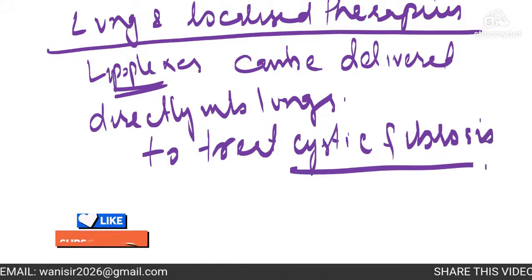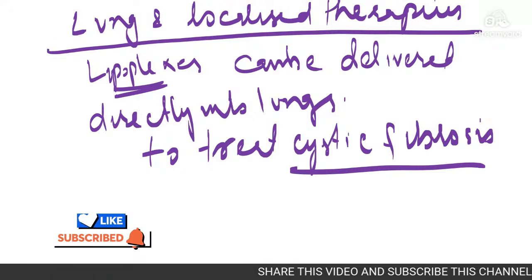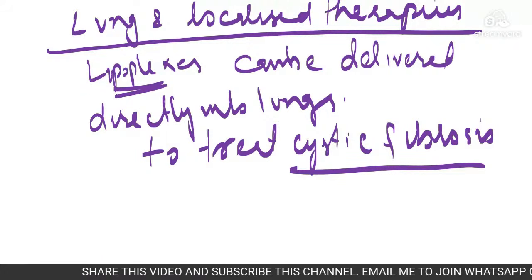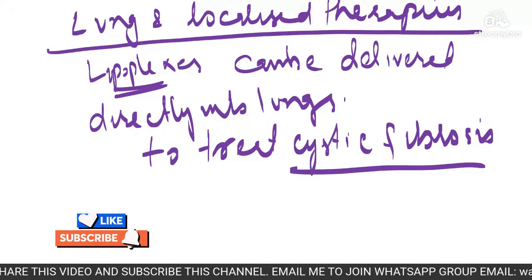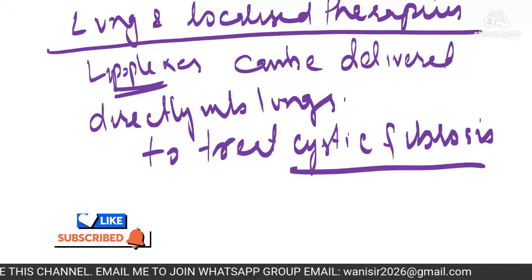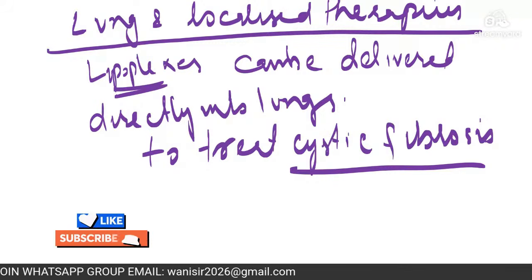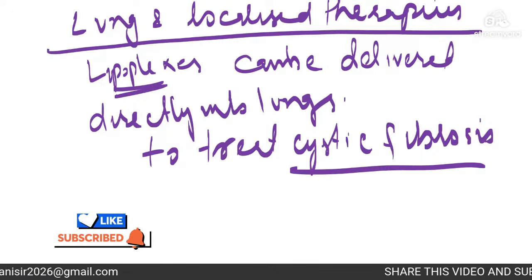So these are very important concepts you need to understand. For cystic fibrosis, researchers have tried to deliver the corrected copy of the CFTR gene in the lung using liposome-mediated delivery. Although viral vectors are often more efficient, liposomal systems offer a safer and non-viral alternative, especially when repeated dosing is needed.